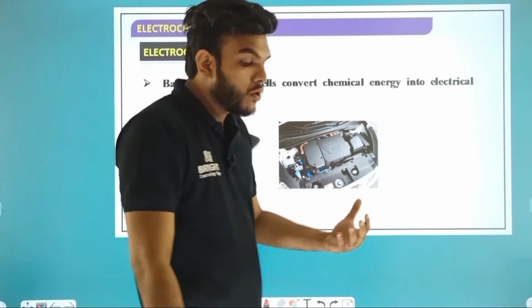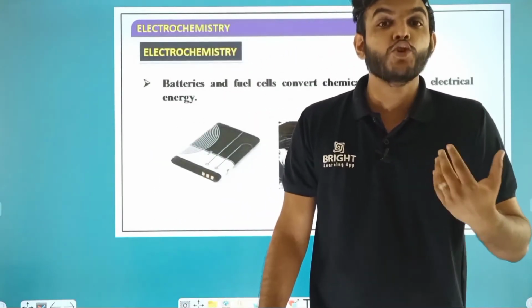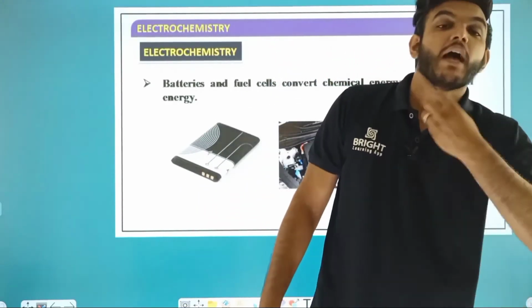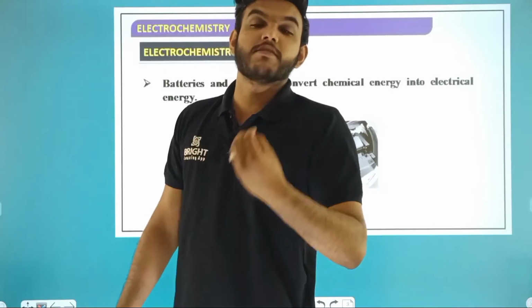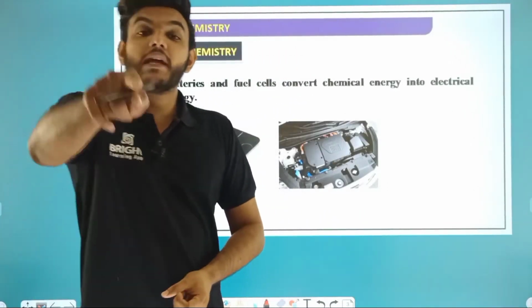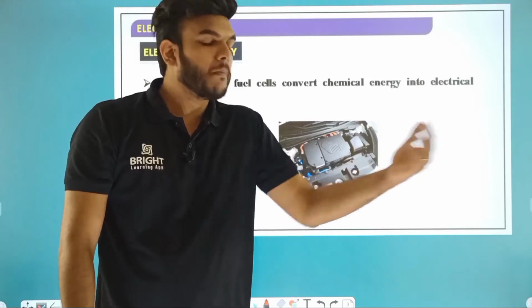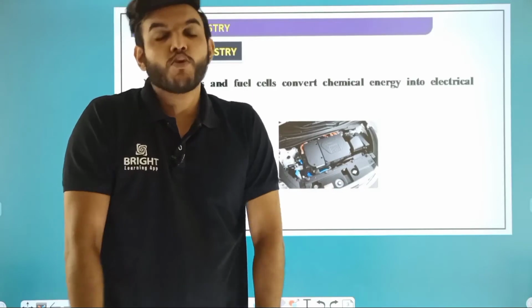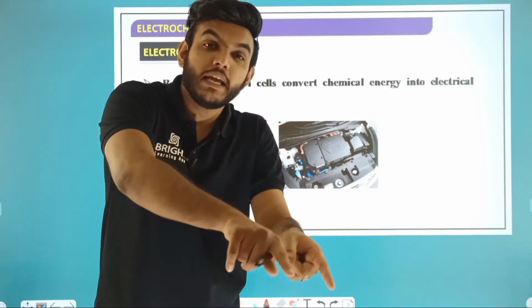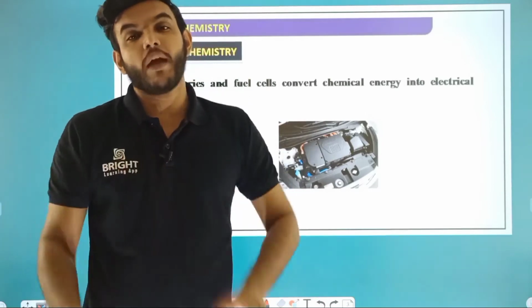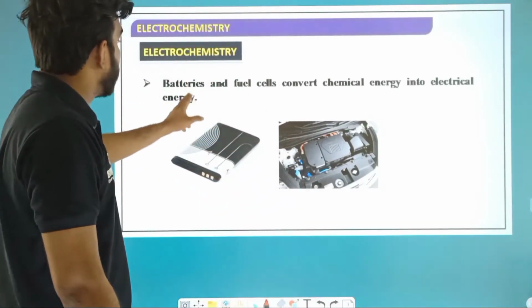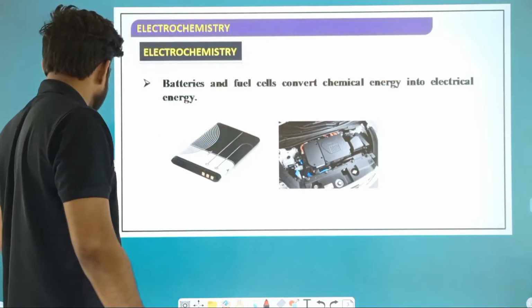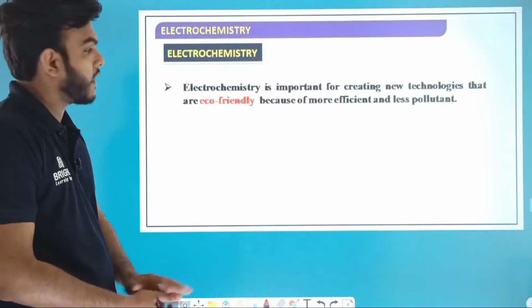Also, you know the new gen vehicles, that run with batteries, and they have less pollution and less noise. That vehicle's battery has a high cost, maybe 5 lakhs or 6 lakhs or 8 lakhs, the cost of that battery itself. So in that battery, what is happening? The chemical energy is converted into electrical energy. So see here, batteries and fuel cells convert chemical energy into what? Into electrical energy.